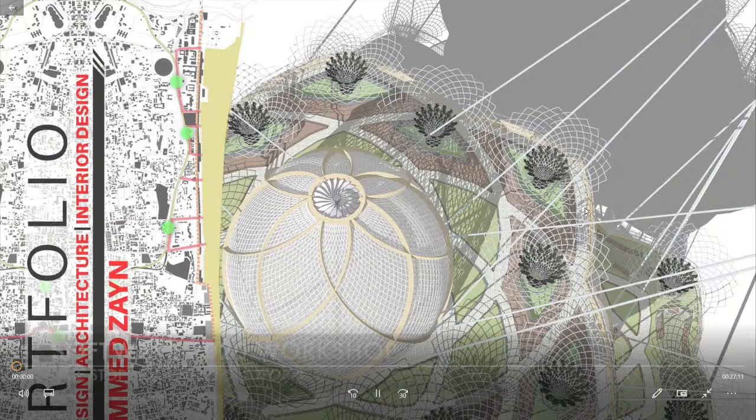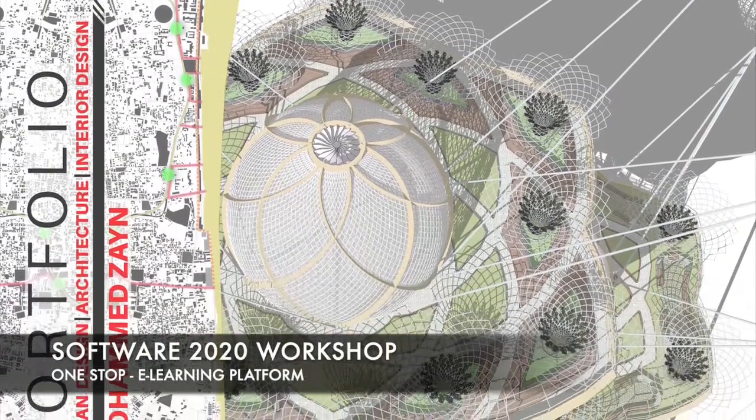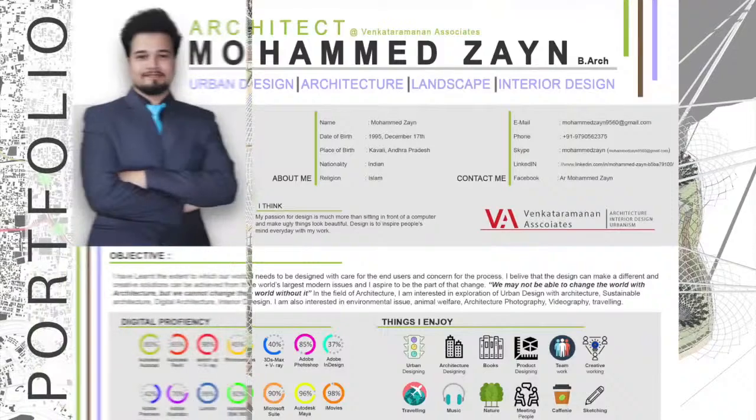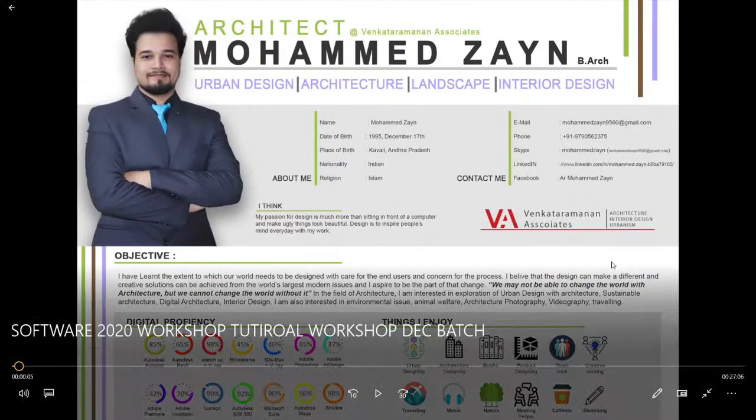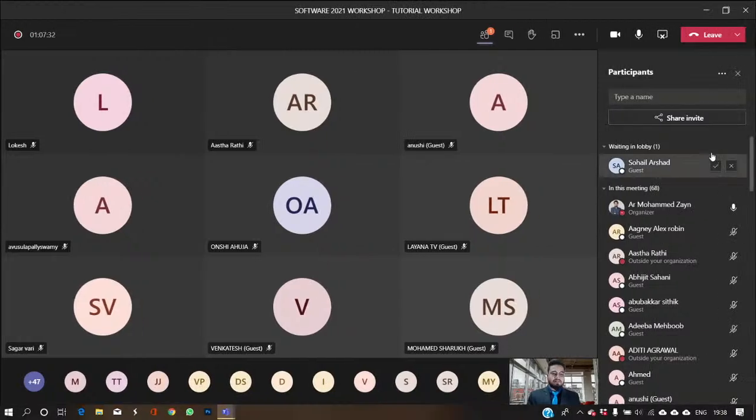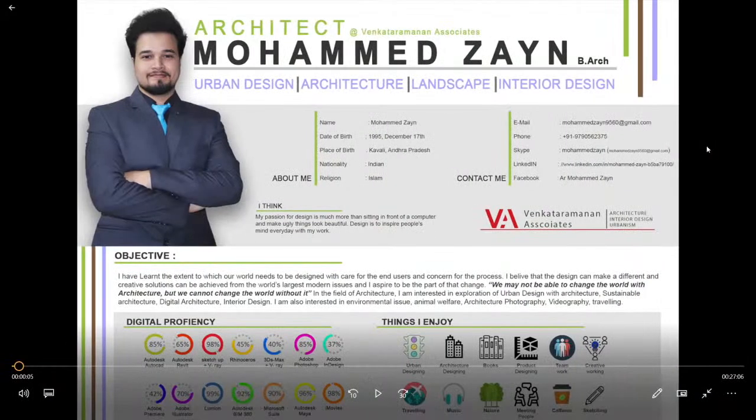My name is Mohammed Zayn. I'm an architect, working at Venkatraman Associates. I have experience in urban design, architecture, landscape, and interior designing for the past 3 years in Venkatraman Associates. For the past 2 years I have been involved in international projects. In India, we are doing a lot of international projects at Venkatraman Associates, and I have been involved and also been a lead architect in that.